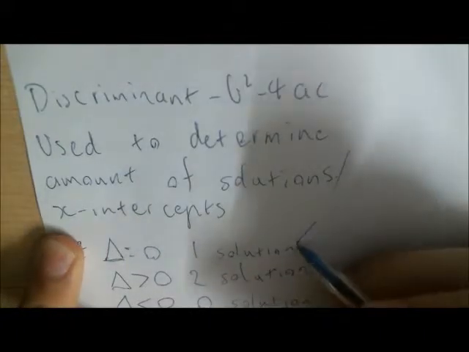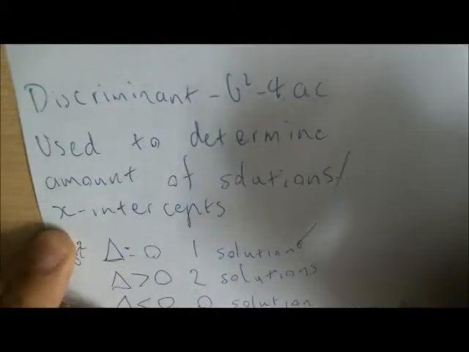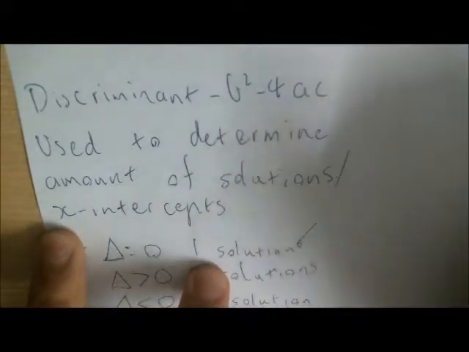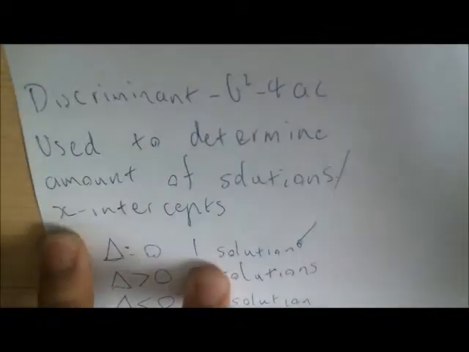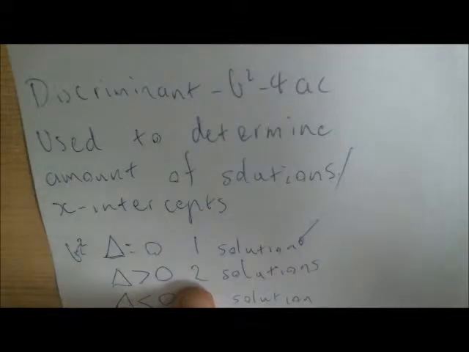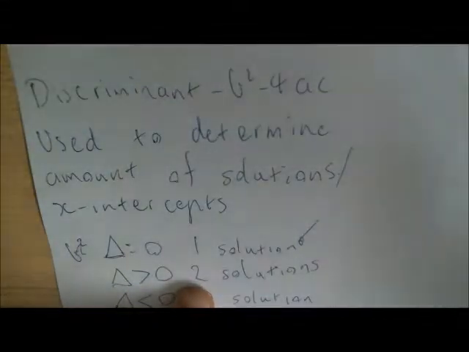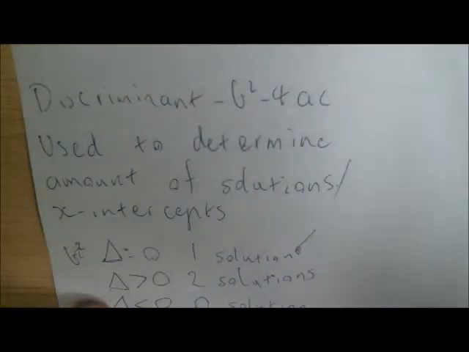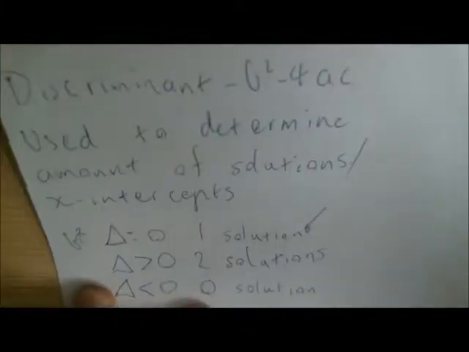So remember, when we're talking about solutions, we're talking about intercepts as well. One solution for x-intercept, one intercept means that it touches the x-axis at that point. Two solutions mean it goes through the axis twice. No solutions means the graph does not pass through the x-axis. It means it's either above the x-axis or below the x-axis, depending on what we're working with. Alright.